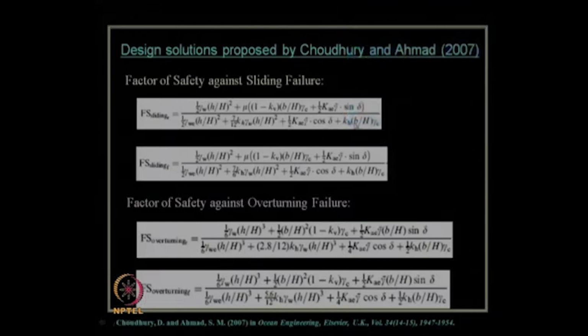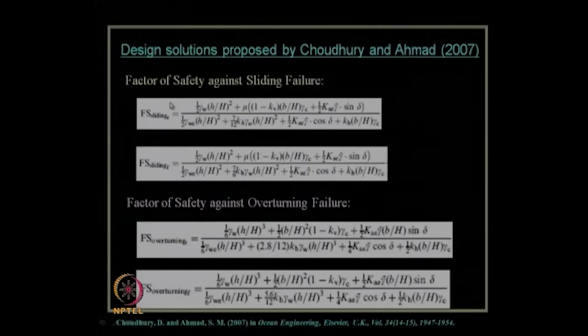Now, coming to some more results for factor of safety against sliding. This is for the other case of active state. Earlier we talked about the passive state. Now, we are proposing the design of wall section when the tsunami wave is going back to sea, or receding back. So, for active state, the design solutions were proposed by this journal paper, Chaudhary and Ahmed 2007 in the journal Ocean Engineering. It is also an Elsevier publication. This is the volume and page number.